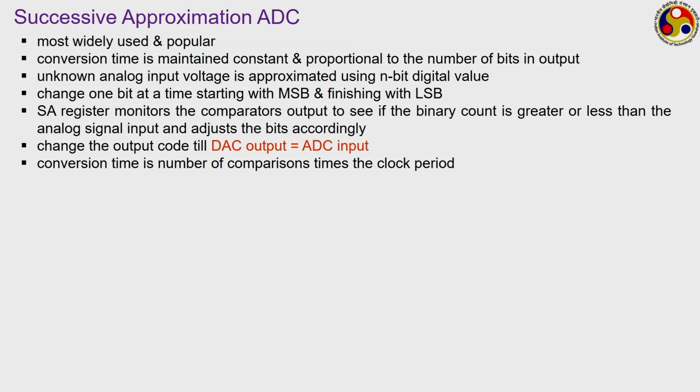So, the final conversion time is equal to the number of comparison times the clock period, and the number of comparisons is equal to the number of bits. Now, this seems quite obscure. Okay, let us check with an example.